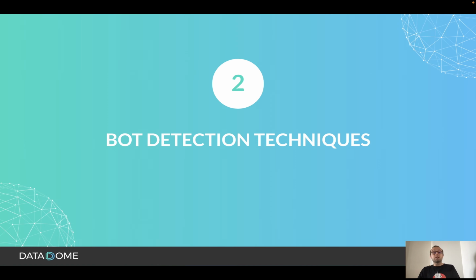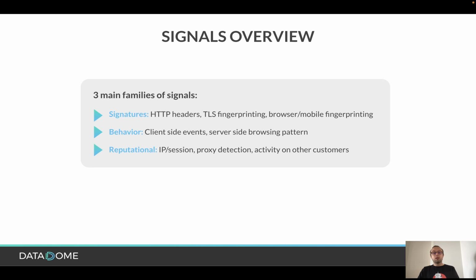So how can we detect bots and bot as a service? There are three main families of signals that I will present in more detail just after. We have the signatures that can be collected client-side or server-side, behavioral signals, and reputational signals.